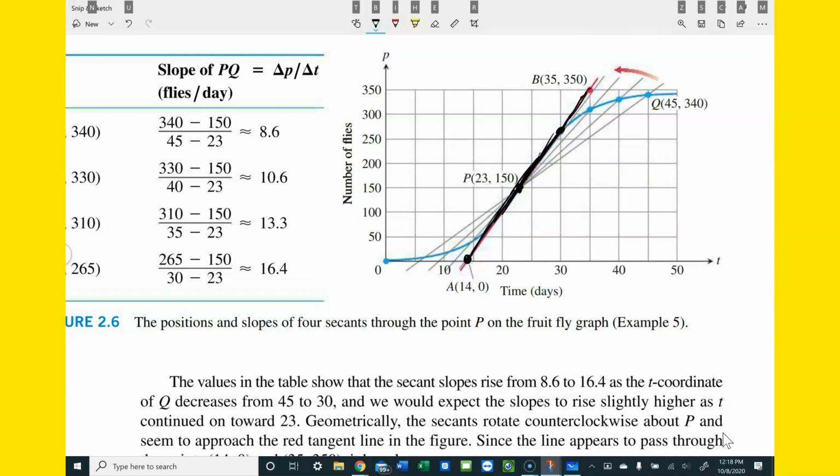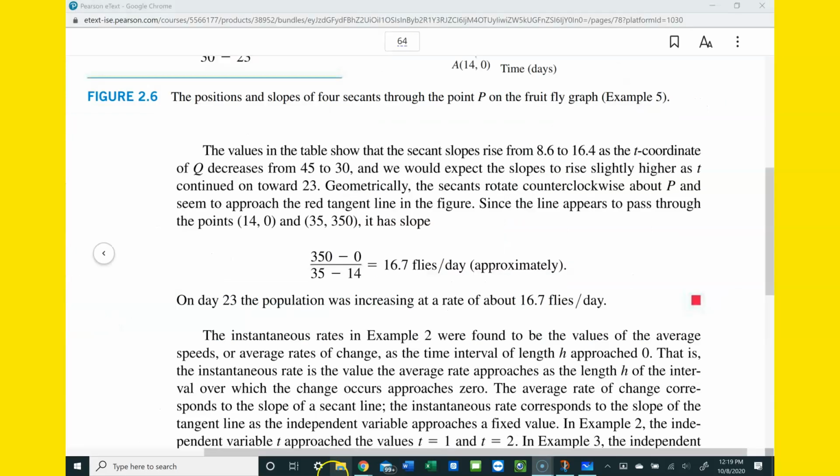So the 2 points that they chose to use along this line are this point and this point. So they just found the slope of that tangent line by guesstimating it and using the 2 points along that guesstimated line. So they said 350 minus 0 over 35 minus 14, which is 350 over 21, and they came up with approximately 16.7 flies per day.